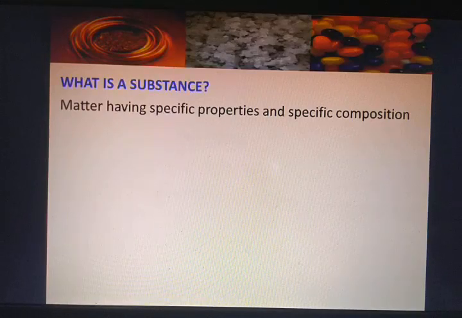Now, what do specific properties mean? Specific properties mostly target the physical properties, followed by the chemical properties. Specific properties means specific, well-defined physical properties. That would be density, which is well-defined, the viscosity, well-defined, a specific, well-defined melting point, boiling point, the volume, and the specific composition.